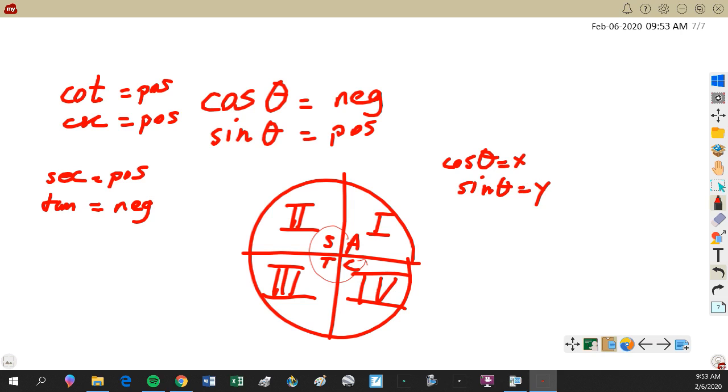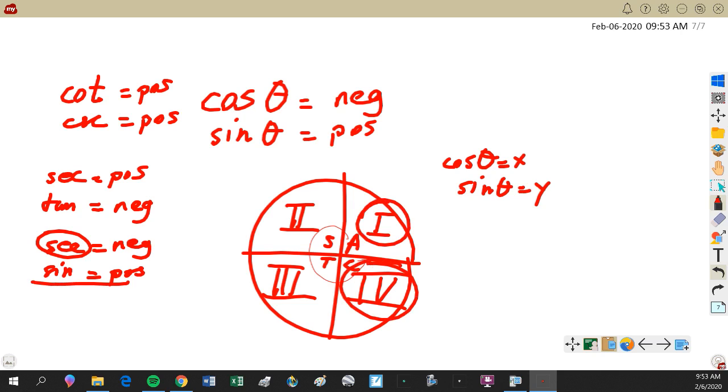Where is the secant negative and the sine is positive? Well, secant matches up with cosine, and the cosine is positive in 1 and 4. Or sorry, I want negative. So the secant is negative in 2 and 3, and the sine is positive in 1 and 2, so it would have to be 2. That fits both characteristics.